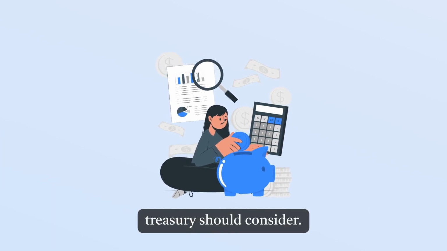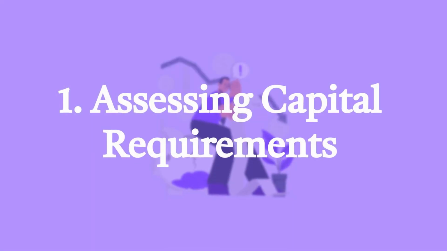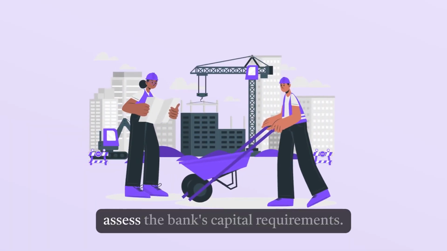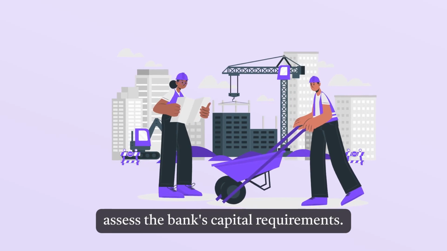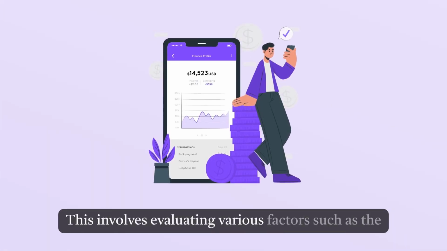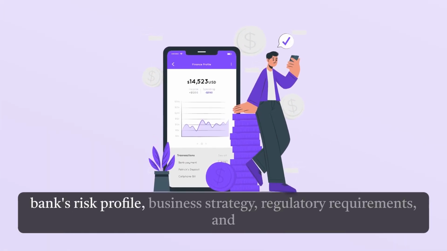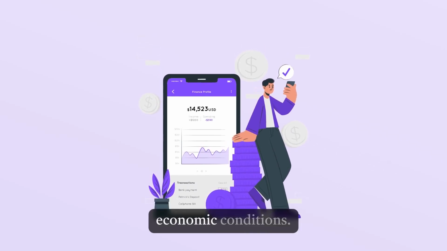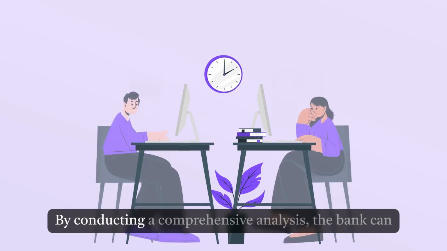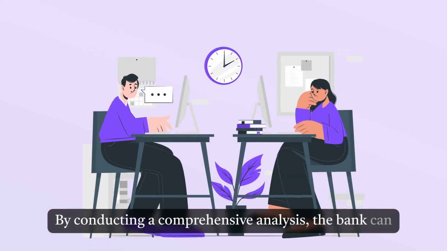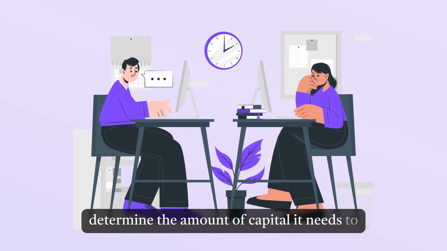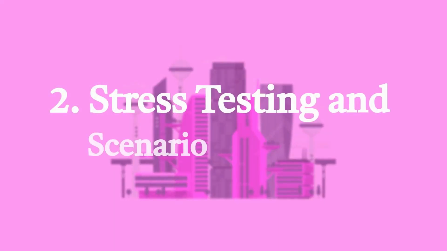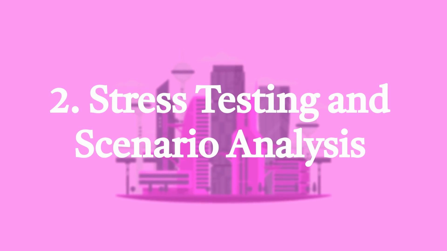treasury should consider. 1. Assessing capital requirements. The first step in capital planning is to assess the bank's capital requirements. This involves evaluating various factors, such as the bank's risk profile, business strategy, regulatory requirements, and economic conditions. By conducting a comprehensive analysis, the bank can determine the amount of capital it needs to maintain to support its activities.